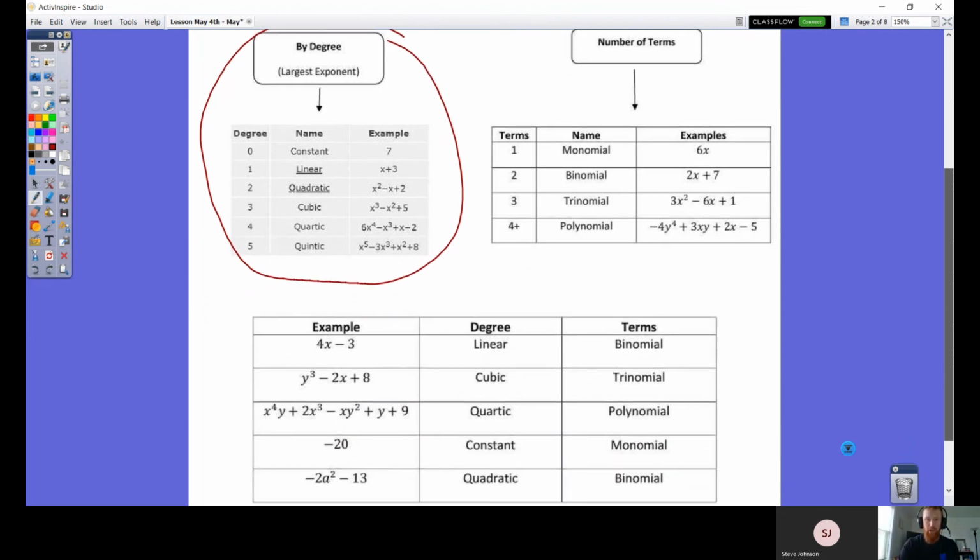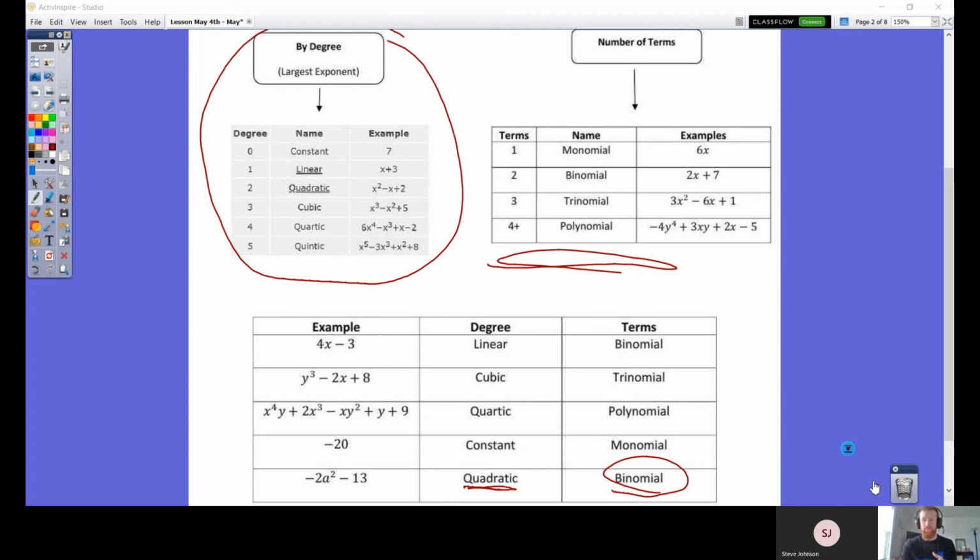You can see that this 4x minus 3, that's a linear binomial. The next one is a cubic because of the 3, trinomial because it's 3 terms. The next one is a quartic. There's more than 4 terms, so it's just a polynomial. The next one is just a constant, monomial. And then again, you can see here, it's the degree of 2, so that's a quadratic, and there's 2 terms. It's a binomial. All right, so we're classifying by its degree. Mostly the thing you need to know the most is by its term, these guys over here. All right. So that's classifying polynomials by degree and term and just all the vocabulary that goes with it.